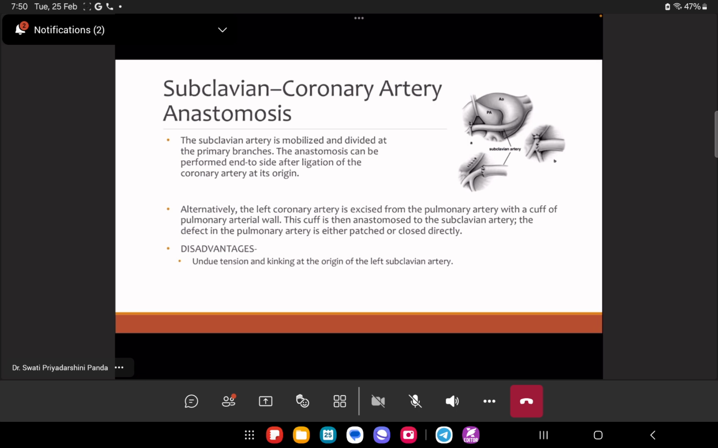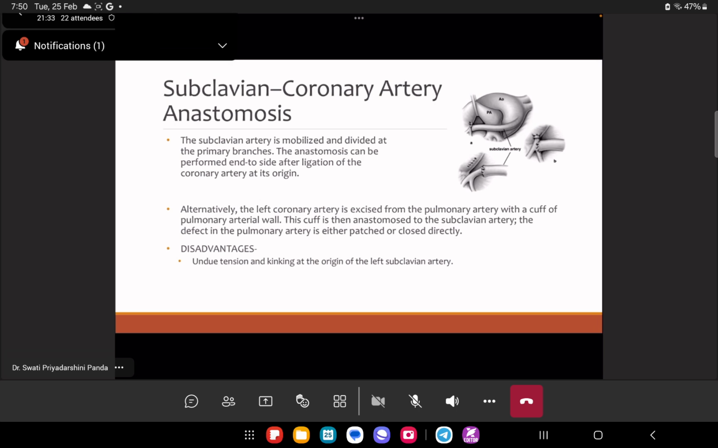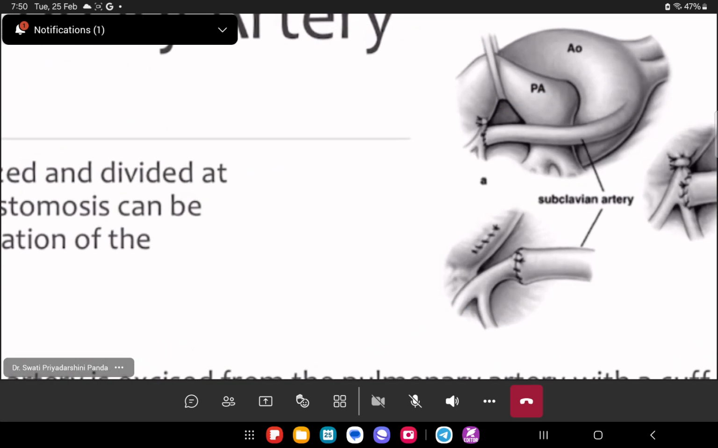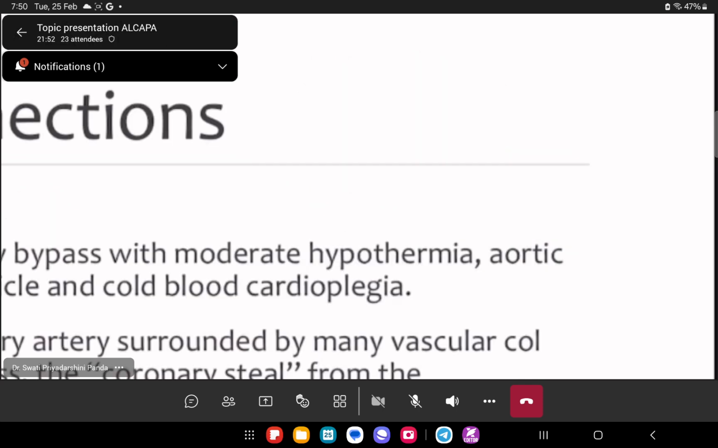As you can see in the left side image, the subclavian artery is mobilized and ligated. In image B, it is showing the direct end to side anastomosis of the coronary artery to the subclavian, and the last image shows that some pulmonary arterial wall has been excised, and with that it is anastomosed with the subclavian artery. Disadvantage of this procedure is there is undue tension and kinking at the origin of the left subclavian artery.